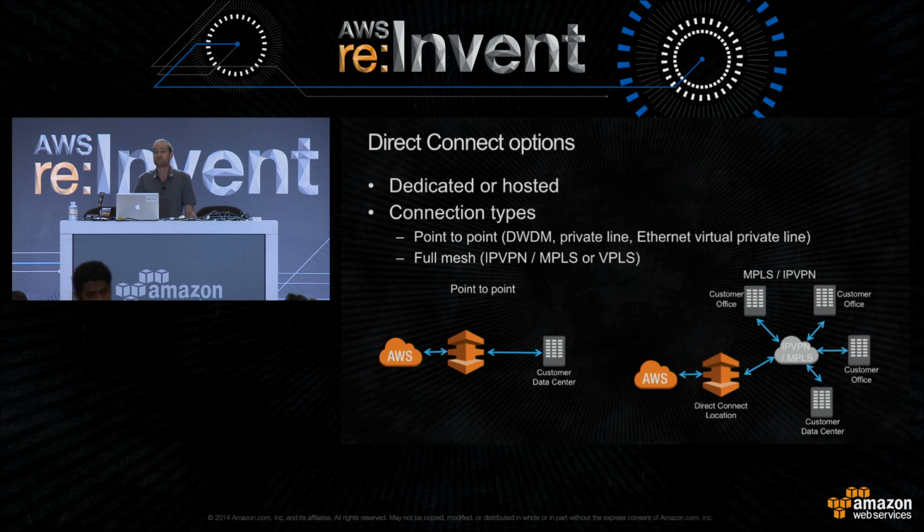There's also many different types of Direct Connect. There's point-to-point Direct Connect, things like wavelengths, private lines, Ethernet virtual private line. There's also things like full mesh, IPVPN, or VPLS over MPLS. These technologies also are available for Direct Connect termination. So here's some examples. Why would you want to use one over the other?